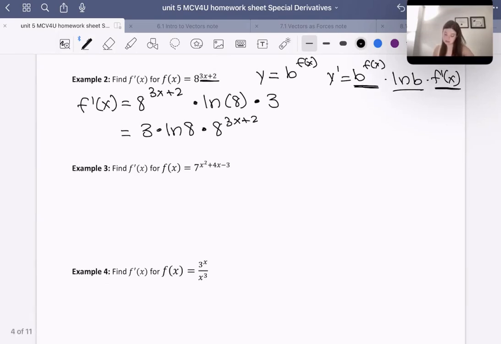This next one is very, very similar, example 3. I advise you to pause the video, try this on your own, and I will take it up after.